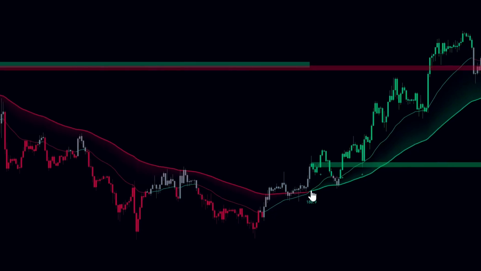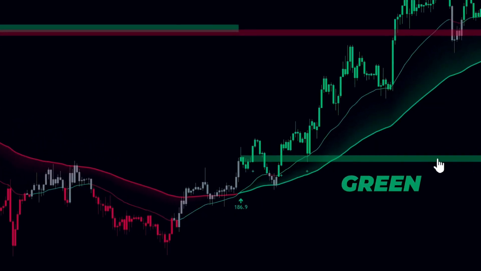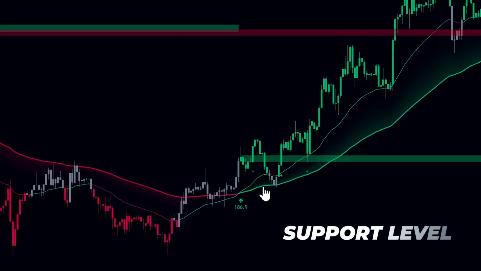Secondly, we come to the crossover boxes. These green and red boxes appear whenever the fast and slow common filters cross each other. A green box marks a potential support level. A red box indicates potential resistance.